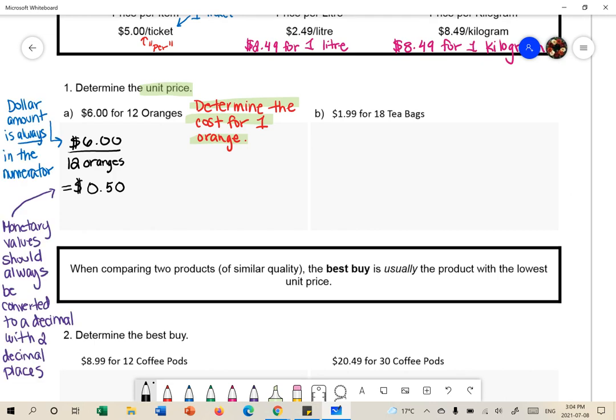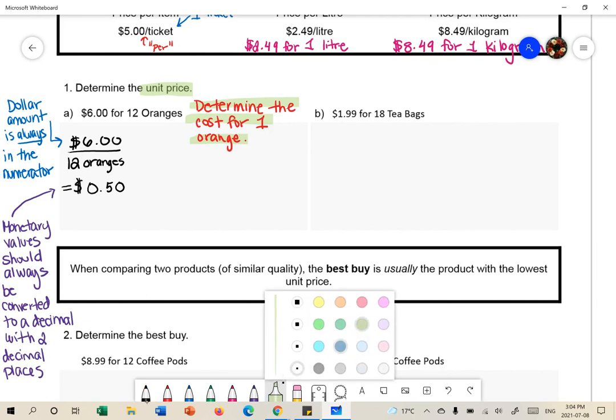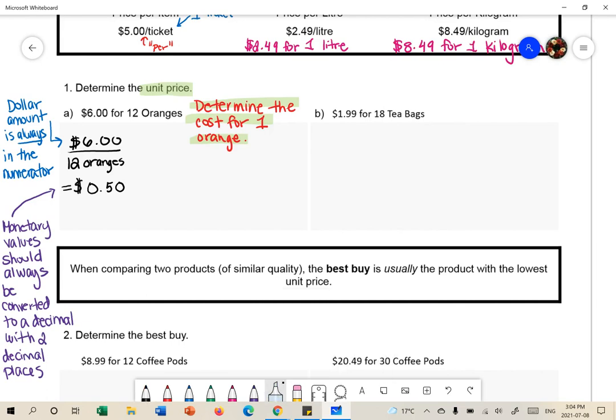And now to make this a unit price, we need to have both units that are presented to us in the question in our answer. The 2 units presented to us are dollars and oranges. So they both need to be present in our answer. So we already have the dollars here per orange. I'm just going to write it in singular form because this only pertains to 1 orange.